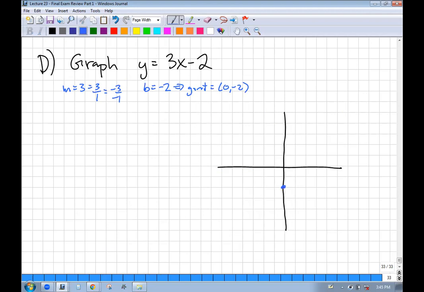0, -2. My slope says go up 3, go to the right 1, up 3, right 1, up 3, right 1, or go down 3 and left 1. So here's my line. This point is 0, -2. This is the most important point to label, right? It's the one that's given to you right there. So obviously label that one.